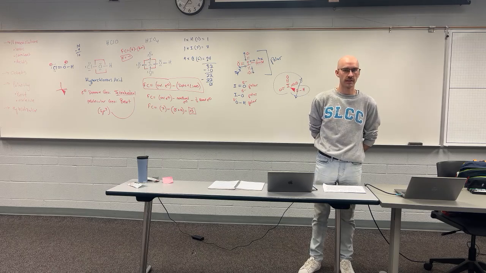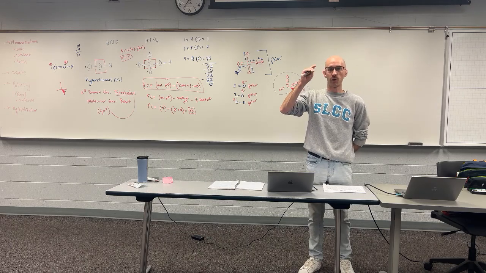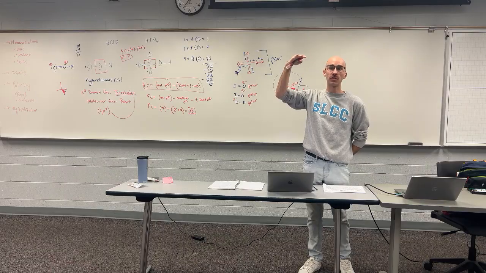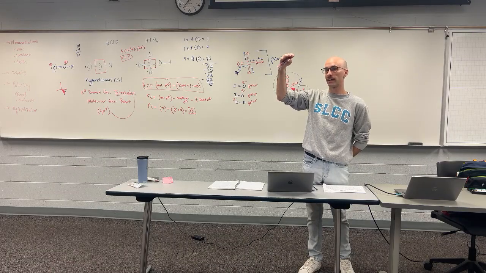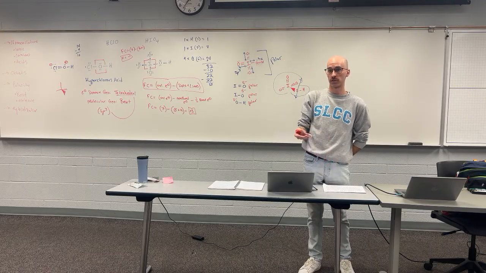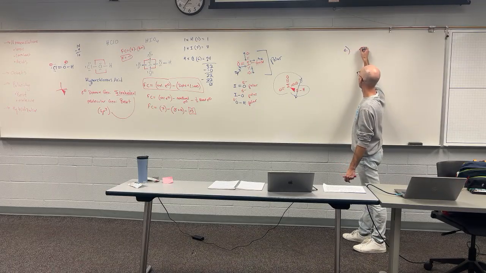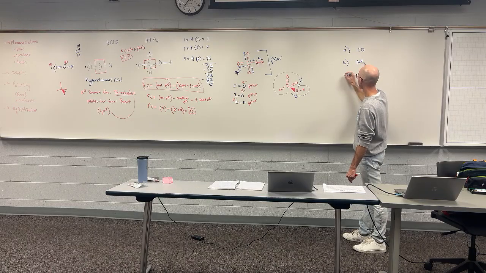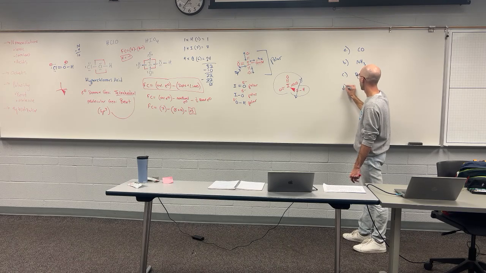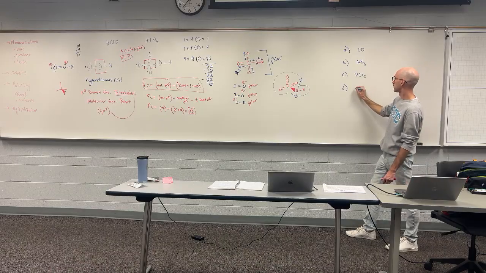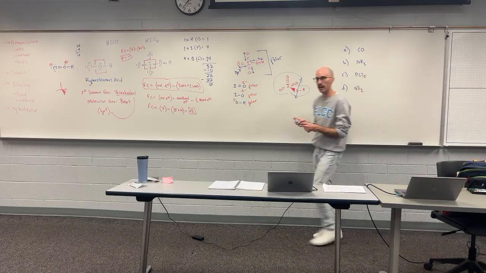Okay, so let me try to rephrase it, see if I missed anything. If we're given a question that says, which of these chemicals must violate its octet rule? Do you need to draw all of the structures? Yeah? So let's put some answers here. Let's say I've got carbon monoxide, I've got ammonia, I've got phosphorus trichloride, and I've got nitrogen dioxide.